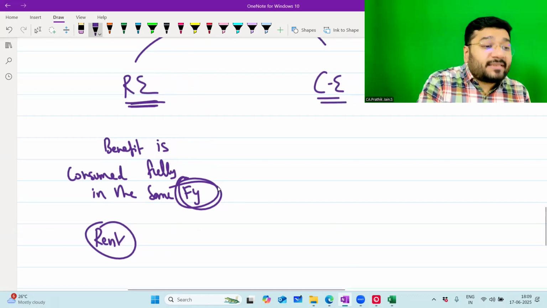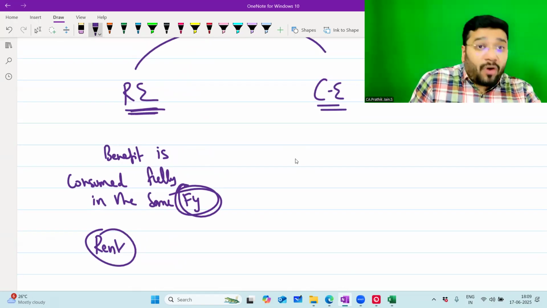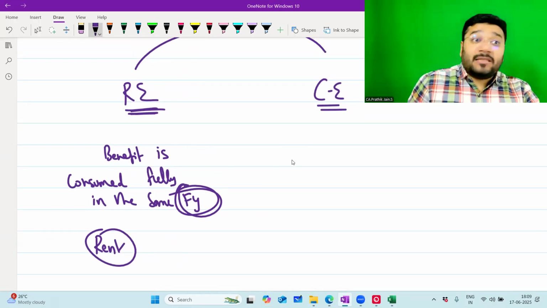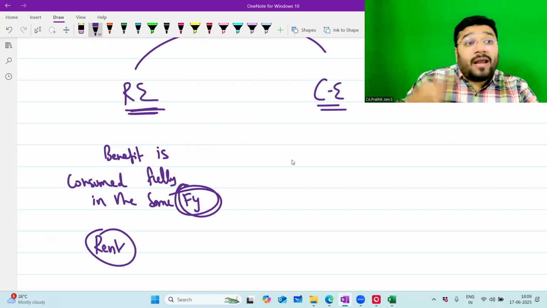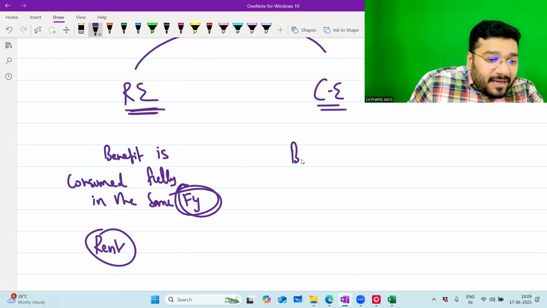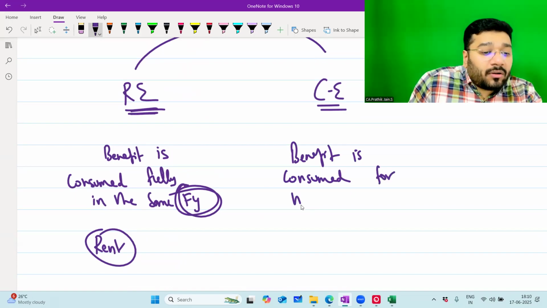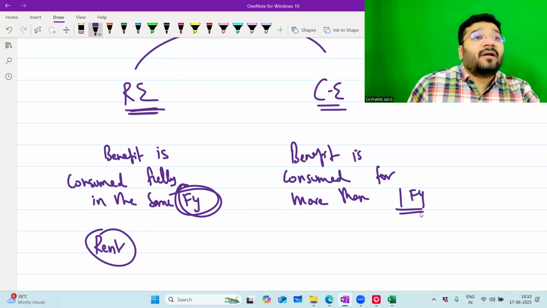Whereas, what is capital expenditure? Capital expenditure is an expenditure which is incurred in the business for the benefit of the business. But the benefit, I'm not consuming fully in the same year. I'm consuming that benefit over multiple years, for more than one financial year. So the benefit is consumed for more than one financial year.